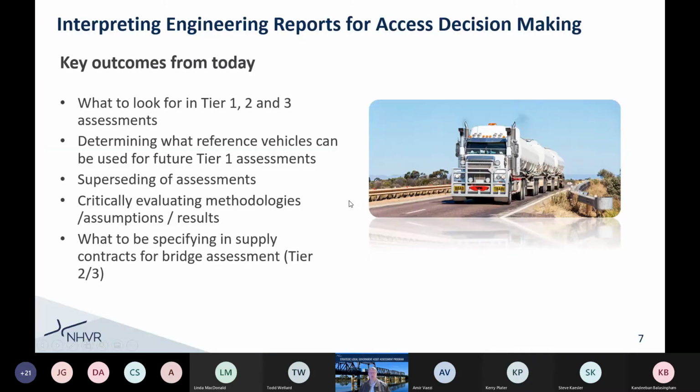So what we want to look at today is we want to cover those 3 tiers of assessment, particularly, and then one of the key things of this whole process is really trying to determine what reference vehicles we can use in future tier 1 assessments. And that's something that I'll probably cover several times today, because it's such an important point to have that lens as you're looking through these sorts of information.